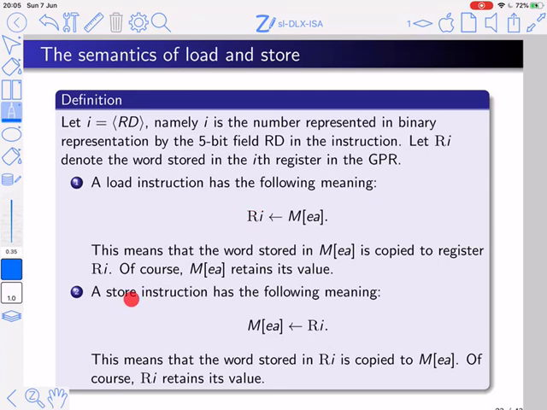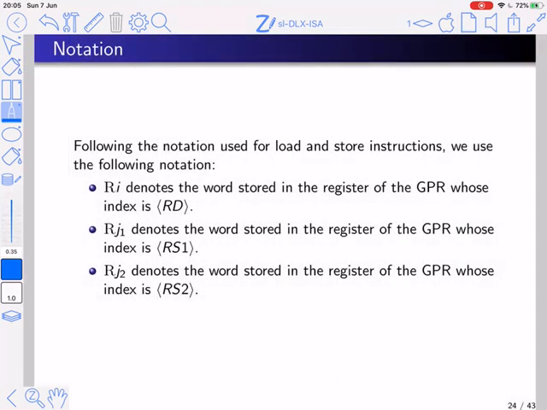Okay? What a store instruction does is you just flip the left hand side and the right hand side, right? So now you take the contents of the register RI, this is a general purpose register, and you copy it into the word in the memory whose address is given by the effective address. These are the semantics of load and store instructions. We will elaborate on the notation that we used for load and store for other instructions.